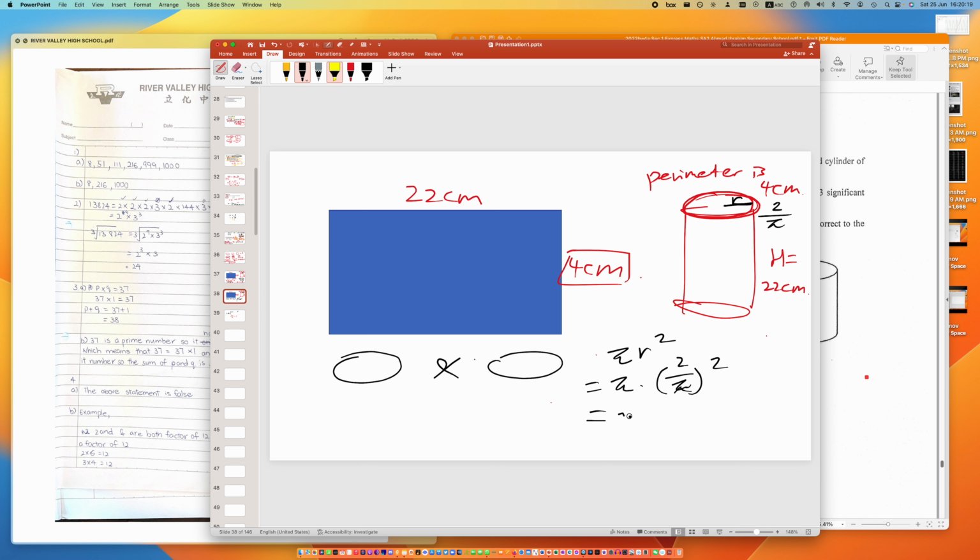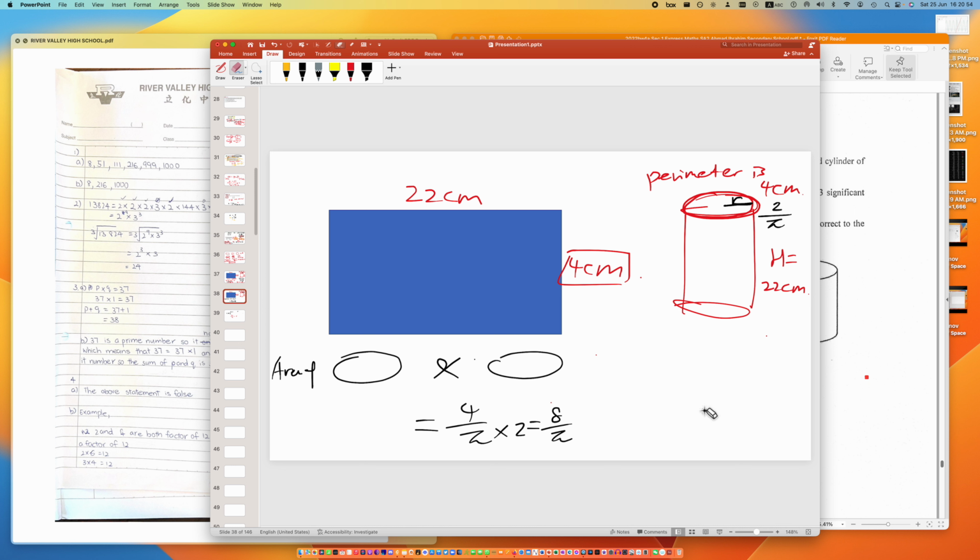So pi times, the square will square both the top and bottom, 4 over pi squared. So this will give you pi, so 4 over pi, that is one of them. Because this is only 1, 4 over pi times 2 is 8 over pi. So this is the area of the top and the bottom. So it's 8 over pi. Clear? Yes. Okay, good.